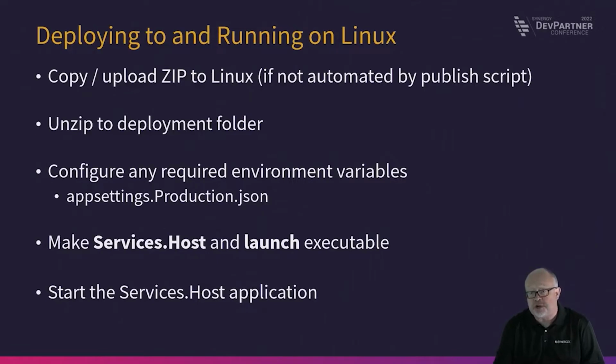Once you have your service published and zipped, deploying it to Linux is simply a matter of copying the zip file to the Linux system, if you don't already do so during the publish operation, and then unzipping the file to the folder where you would like the deployed files to reside. Of course, you need to configure any environment variables that your application might need, and as we already mentioned, a good place to do that is in the appsettings.production.json or whatever environment name you're using, configuration file.